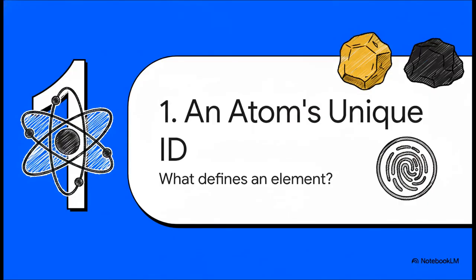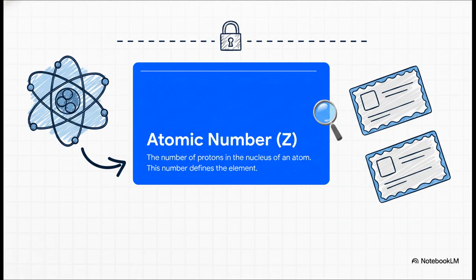All right, first things first. What actually makes an element, well, an element? How does an atom of gold know it's gold and not, say, lead? It all comes down to what's inside its core. And it turns out one of the particles in there acts like a permanent, unchangeable fingerprint. And that fingerprint is called the atomic number. Scientists usually just call it Z.